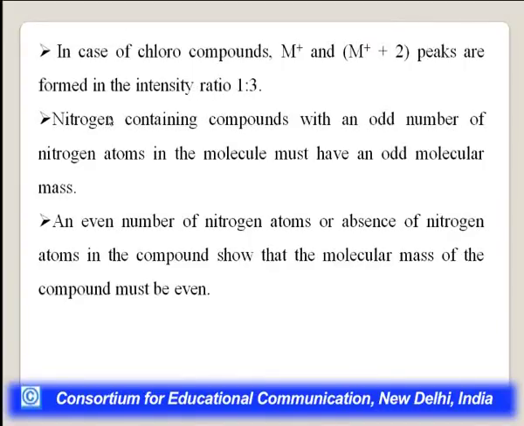Another important point about mass spectroscopy: nitrogen-containing compounds with an odd number of nitrogen atoms in the molecule must have an odd molecular mass. An even number of nitrogen atoms, or absence of nitrogen atoms, shows the molecular mass of the compound must be even. So you can immediately have an idea that if a compound has an odd number of nitrogen atoms, then the molecular mass will be odd, and if the molecular formula has an even number of nitrogen atoms, then the molecular mass will be even, in the same manner.